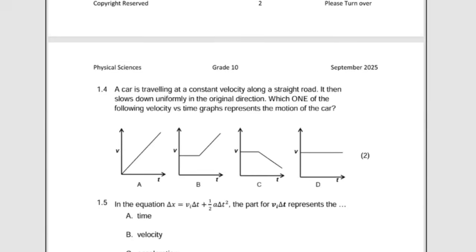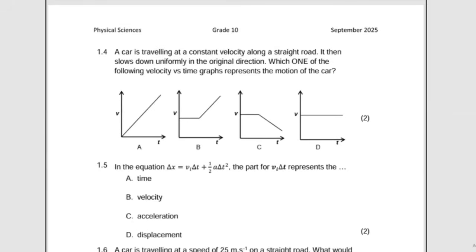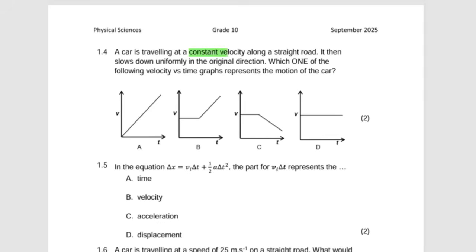Then we proceed to question 1.4. They were given a question that reads: a car is traveling at a constant velocity, so the velocity is constant there along a straight road. It then slows down uniformly in the original direction, so there is no change of direction there. Which one of the following velocity-time graphs represents the motion of the car?